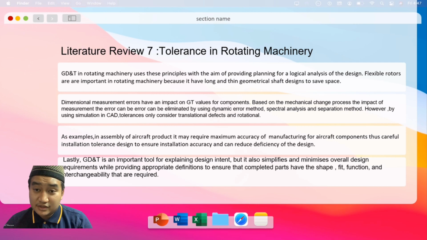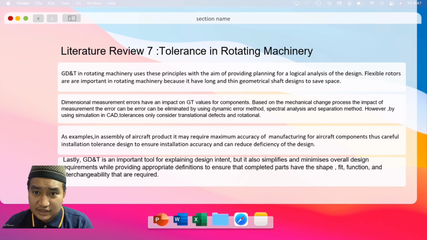In rotating machinery, GD&T provides a planning for a logical analysis of the design. It is also important to have a flexible rotor and proper design to save space. That's why dimensional measurement error has an impact on a component. The error can be eliminated by using dynamic error, spectral analysis and separation method.